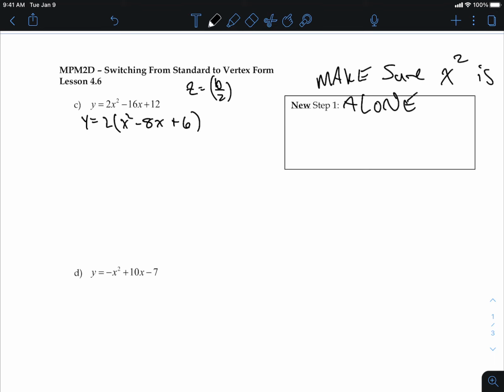B divided by 2, squared. Okay, so be careful with this now. Is it 8? What is it? It's negative 8. Oh, sorry, I thought you meant 8 or 16. It's negative 8 squared, so we get negative 4 squared, which is equal to 16. Now what's the next step? We have to add 16 and subtract 16.